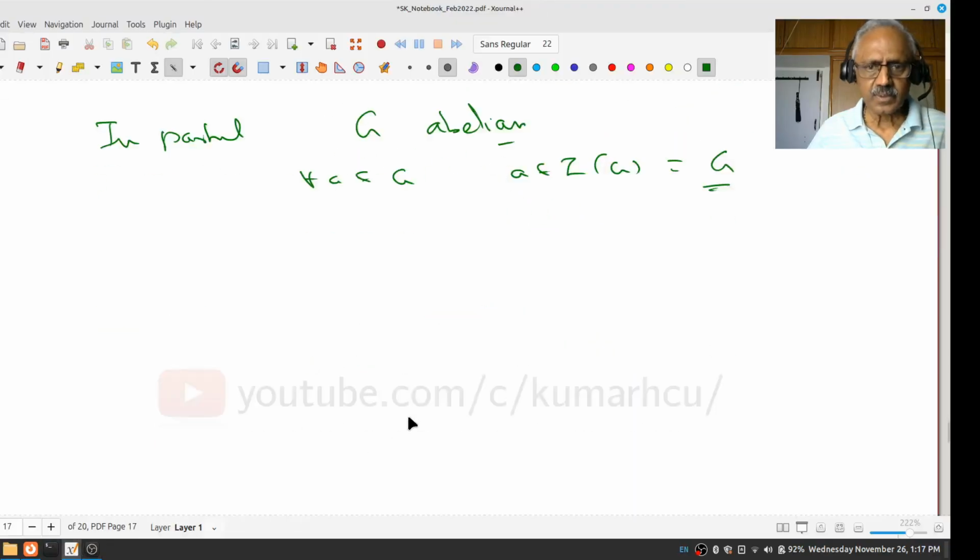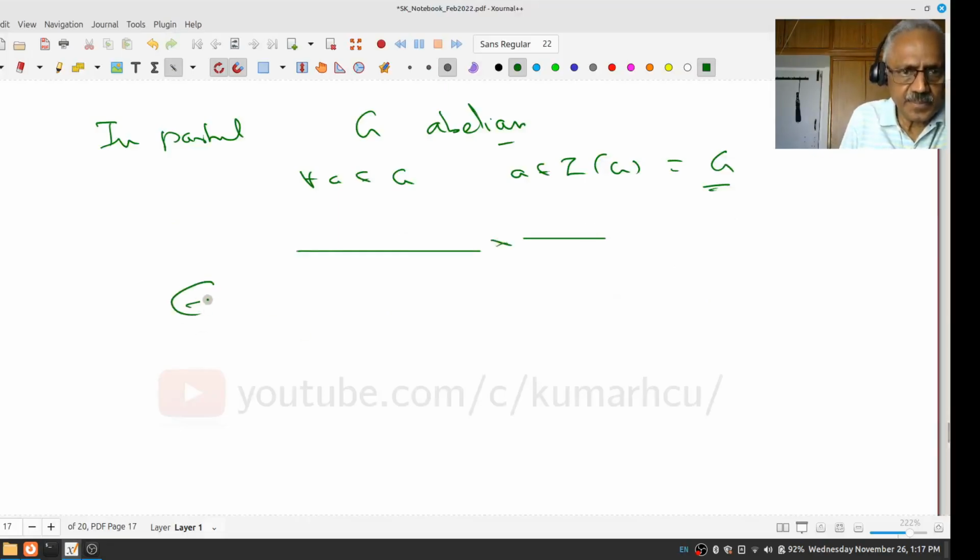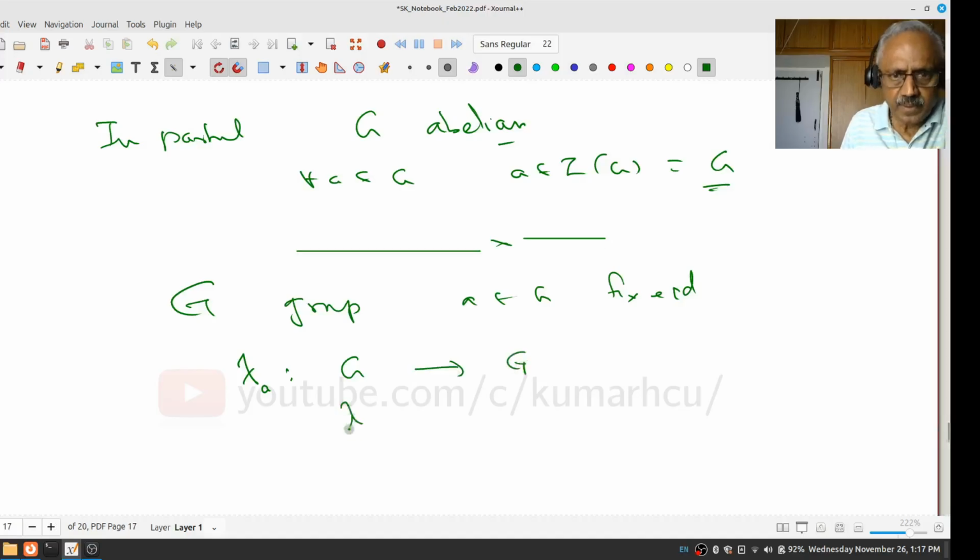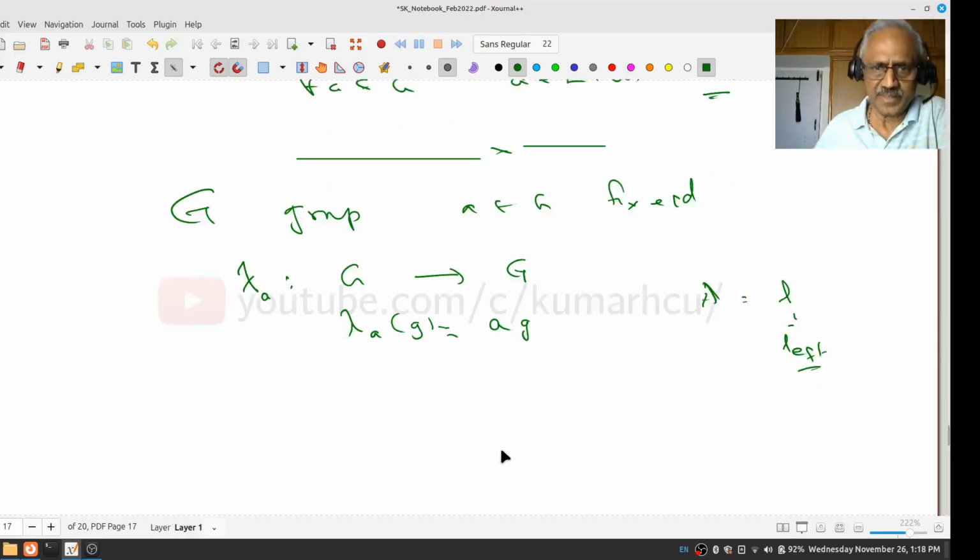Now let's look at this map. Let G be a group, a in G fixed. Let us look at now lambda_a from G to G. So lambda_a of g is a g. Lambda, L for left. So I am multiplying on the left. It's a left multiplication by a. That's why lambda_a. Is that clear?